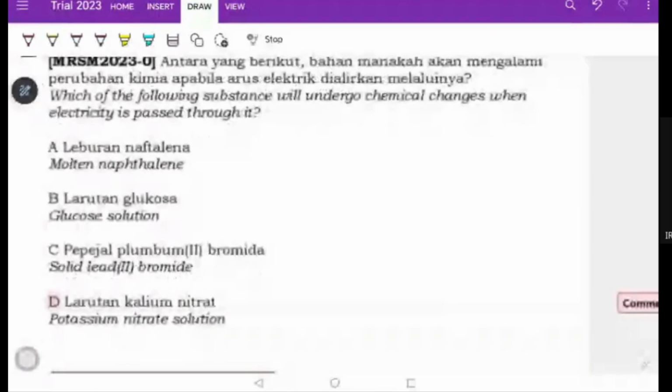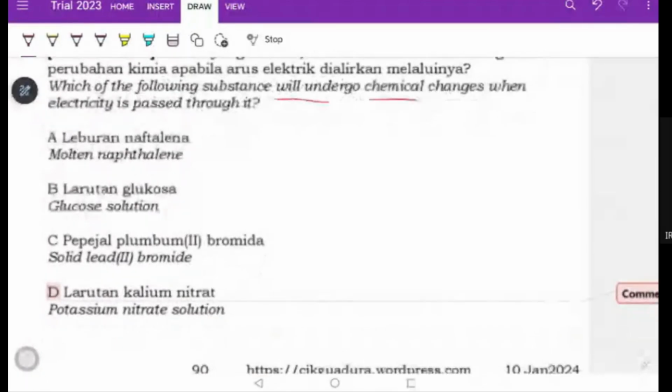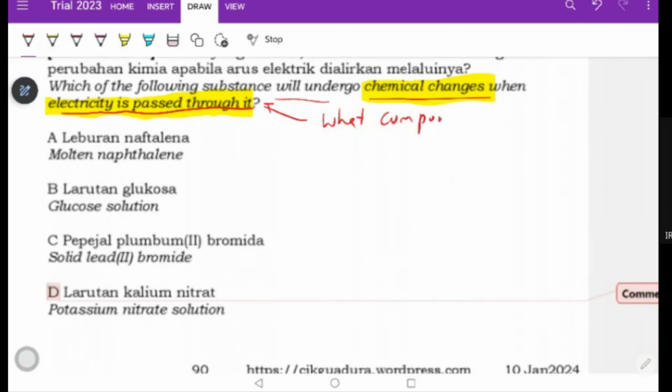Okay, good. Next: which of the following substances will undergo chemical changes when electricity is passed through it? This one is actually under Form 5, electrochemistry, but here we can relate it to what we learned in chapter 5. So which one can conduct electricity, class? What compound can conduct electricity? Yes, it is referred to as ionic compound.